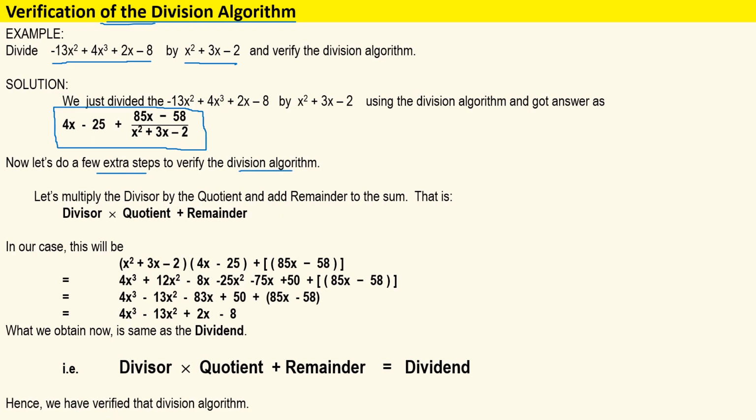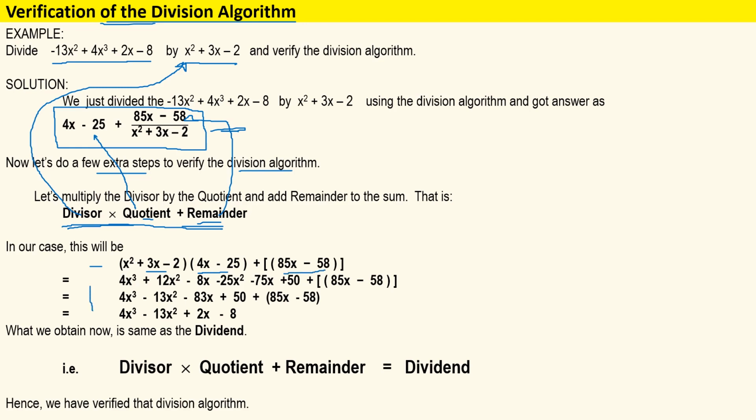We know that by this answer we got the remainder as 85x minus 58, and we got the quotient as 4x minus 25, and the divisor in our case is x squared plus 3x minus 2. So when we multiply the divisor and the quotient and then add the remainder, we will get x squared plus 3x minus 2 multiplied by 4x minus 25 plus 85x minus 58.